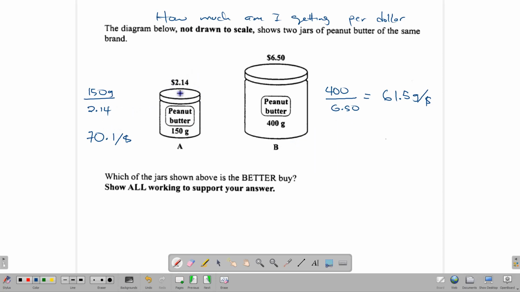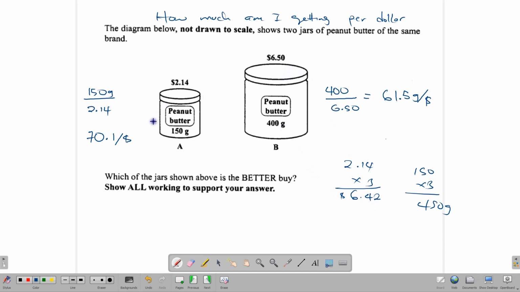You could notice that also if you multiply the $2.14 by 3, you get $6.42. 3 times 14 is 42. And that would give you 150 times 3, which would give you 450 grams. And 450 grams is more than this one. And still your $6.42 would be less than $6.50.